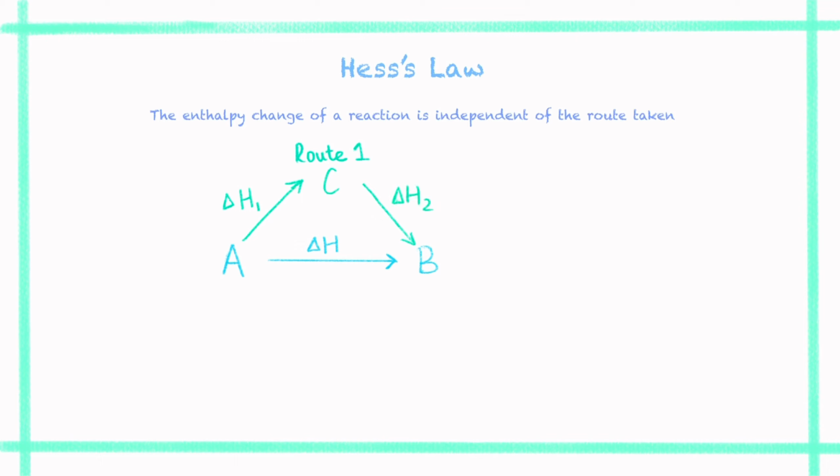This is where Hess's law takes place. The enthalpy change of the direct route of turning A into B is equivalent to the sum of all the enthalpy changes of chemical reactions taking part in route 1.